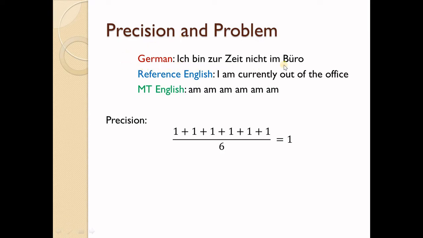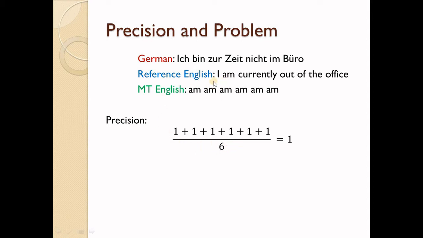Let's say in German we have the sentence, and the reference sentence is "I am currently out of the office," but the machine translated English is "I I I I I I." So there are 6 I's that the machine translated. Now what will be the precision here? How many words are there? There are 6 words. So here we have 6.